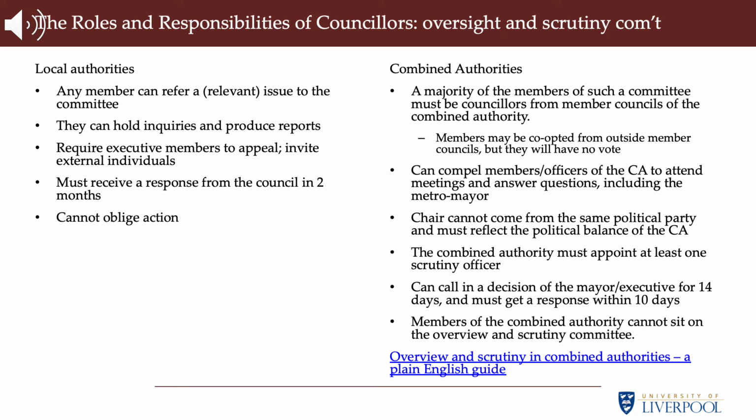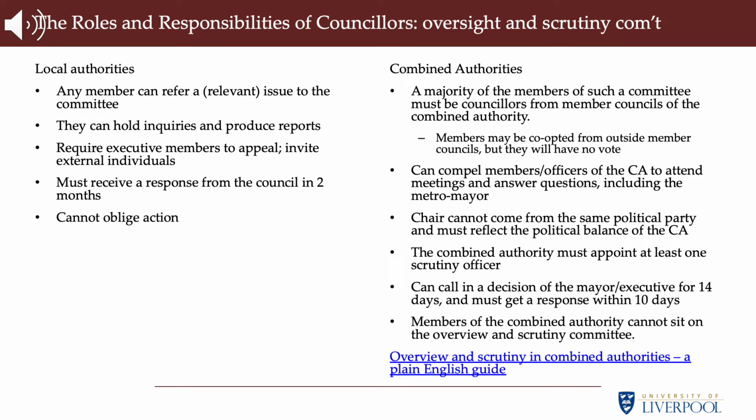When it comes to combined authorities, in England they are required to establish Overview and Scrutiny Committees by the Cities and Local Government Devolution Act 2016. Further provisions are made by the Combined Authorities Order 2017. A majority of the members of a committee must be councillors from member councils of the combined authority. Members may be co-opted from outside member councils, but they will have no vote. The quorum is 2/3 of the total membership.